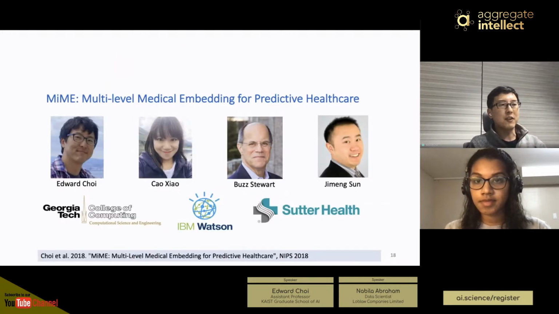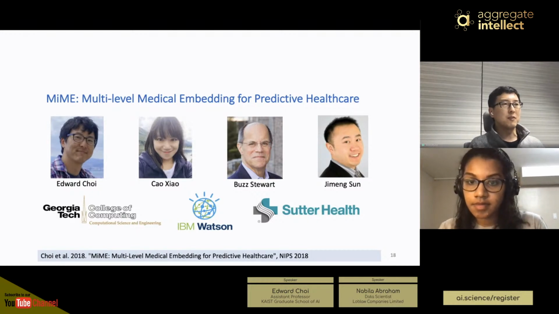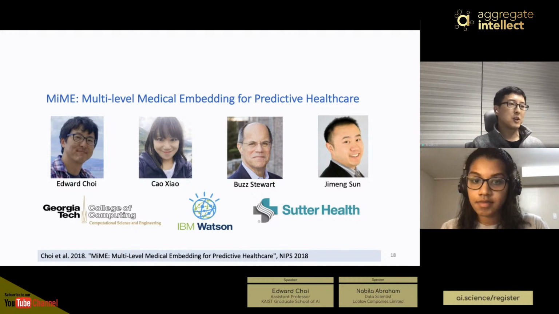But I was not satisfied with that approach. So here comes MIME, which is multi-level medical embedding for predictive healthcare. It was a collaboration between Georgia Tech when I was a PhD student, IBM Watson, and Sutter Health, and it was presented in NIPS 2018.